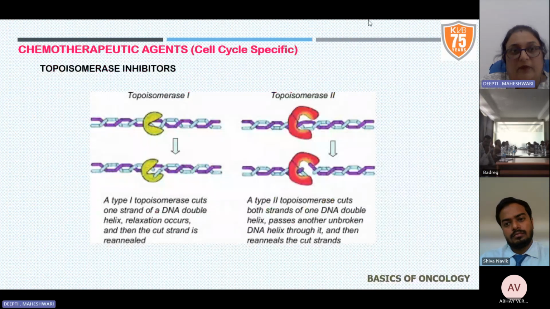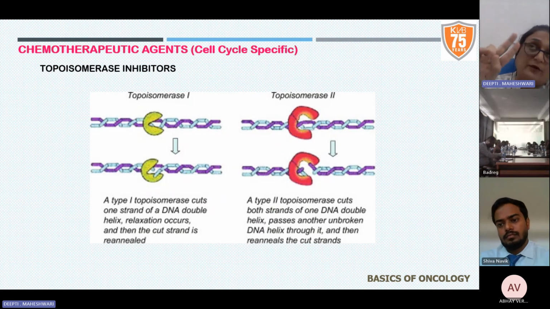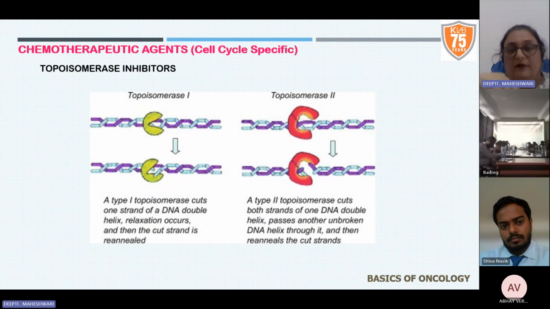Not muted. Yeah. Now here, I told you topoisomerase enzyme is the one which helps in the coiling and uncoiling of the DNA strand, either by causing one cut in the DNA strand or by causing two cuts in the DNA strand. There are two types of topoisomerase enzyme. One is topoisomerase 1 and one is topoisomerase 2.